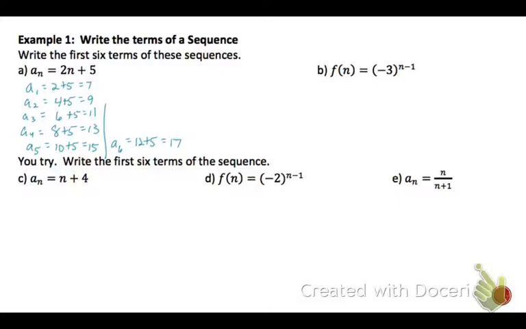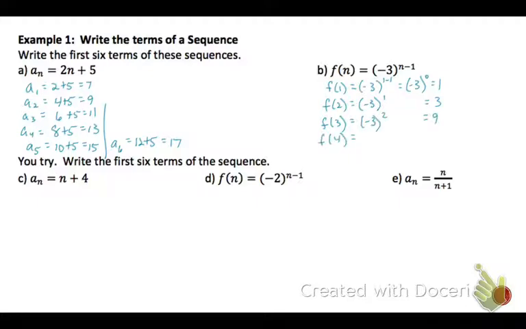So this is a little bit of a different pattern. We have negative 3 raised to the n minus 1. So we'll start with our first term, f of 1. So that's negative 3 raised to the 0, which is 1. And then f of 2, negative 3 raised to the first power, which is negative 3. And I'll go back up there and fix that in a moment.